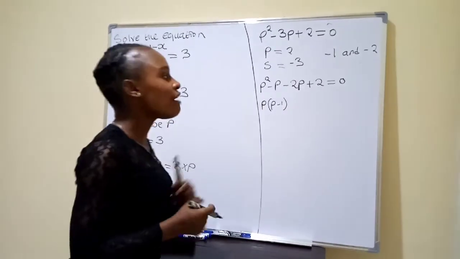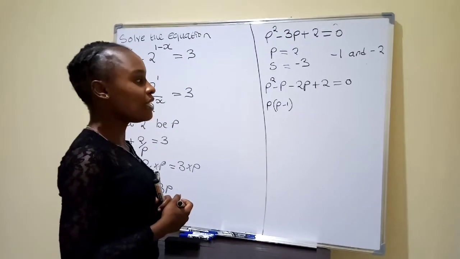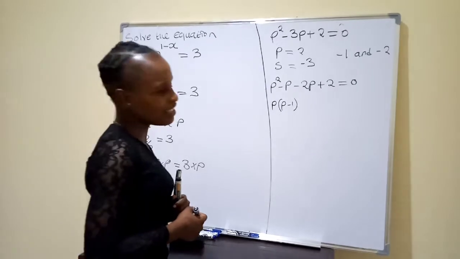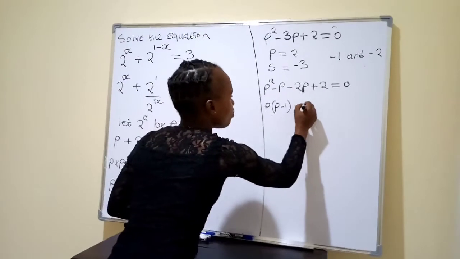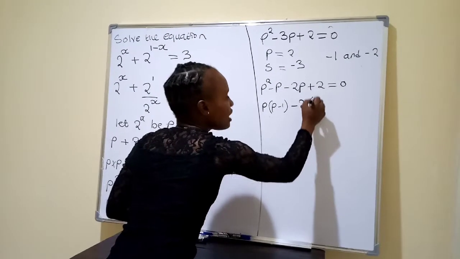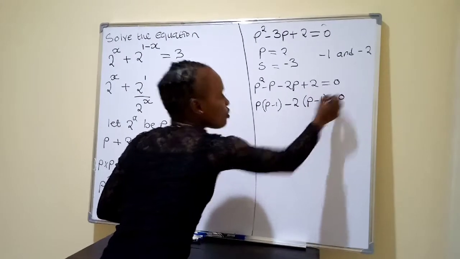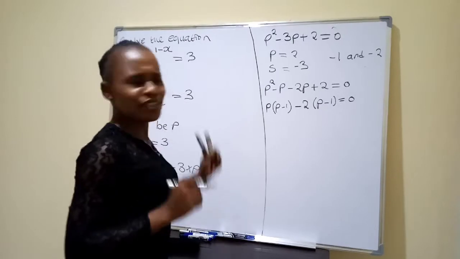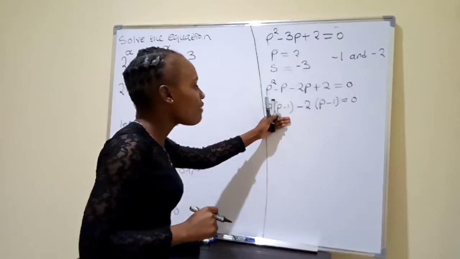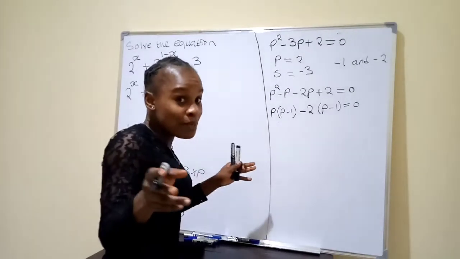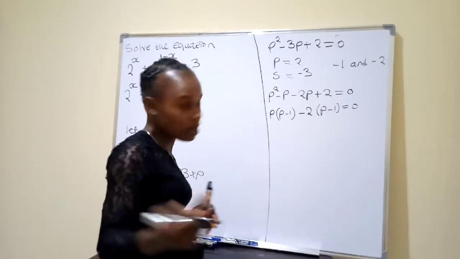The other side we have negative 2p plus 2. We can still factorize the negative 2. So we have negative 2, then in the brackets we have p minus 1, which is equal to 0. And this is very good because what we have in the brackets here and this side is now the same, which simply implies that we can pick one of them.